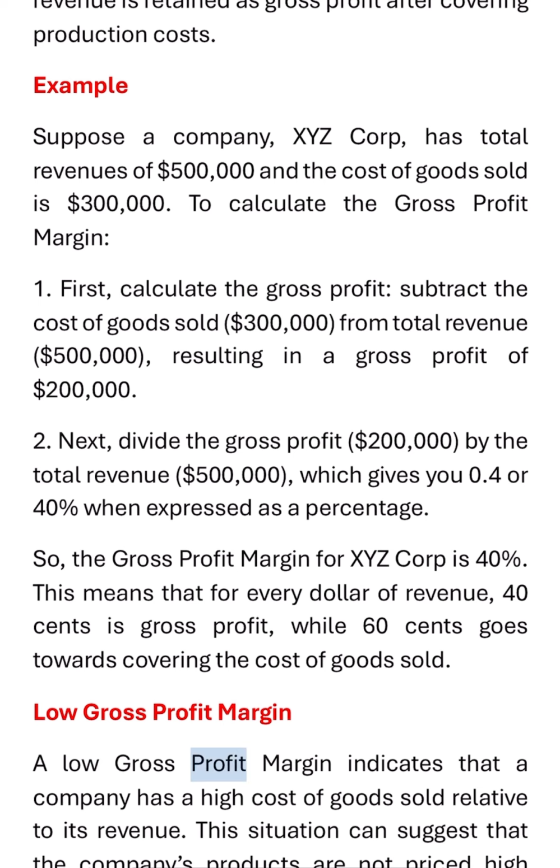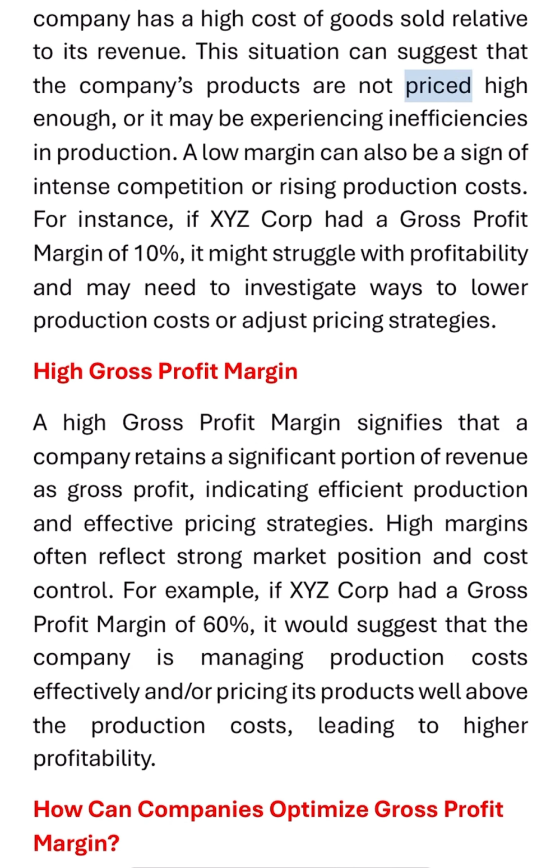Low gross profit margin. A low gross profit margin indicates that a company has a high cost of goods sold relative to its revenue. This situation can suggest that the company's products are not priced high enough, or it may be experiencing inefficiencies in production. A low margin can also be a sign of intense competition or rising production costs. For instance, if XYZ Corp had a gross profit margin of 10%, it might struggle with profitability and may need to investigate ways to lower production costs or adjust pricing strategies.